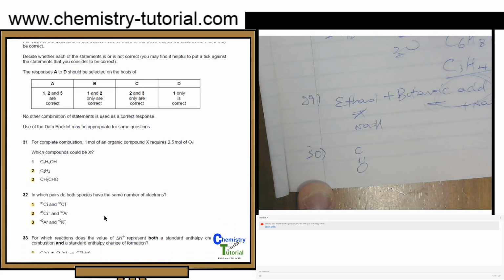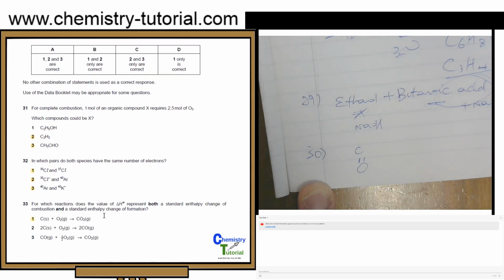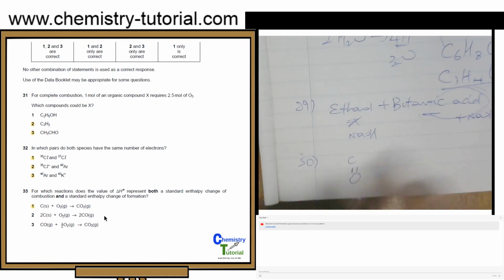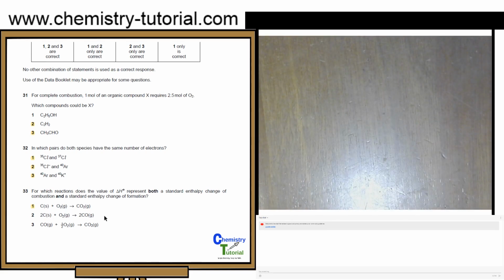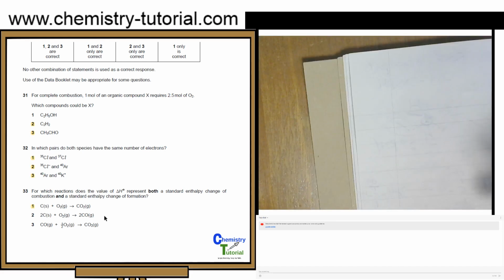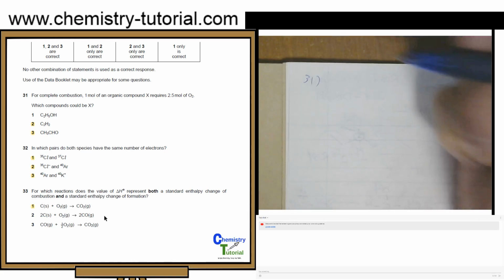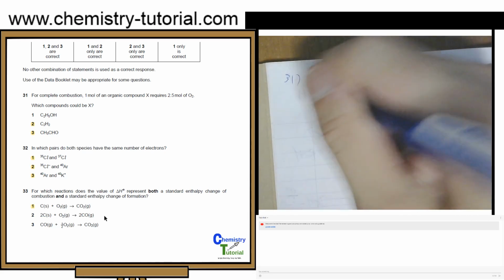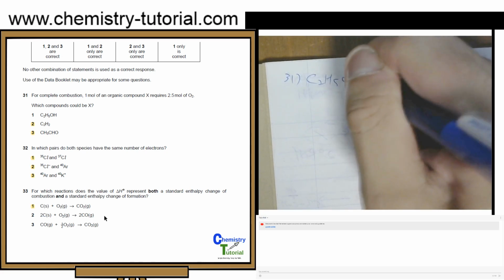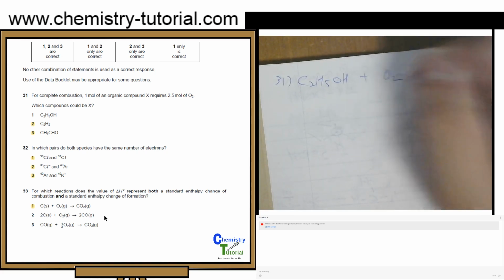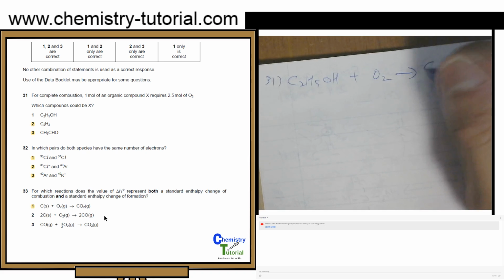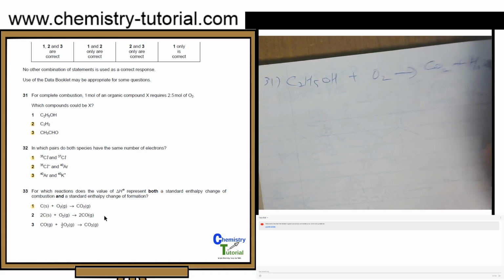Now let's look at the next question, question 31. For complete combustion, 1 mole of an organic compound X requires 2.5 moles of O2. Which compound could be X? Now, for this question, no choice. We have to consider everything. So let's say C2H5OH plus O2. Well, organic compounds will give you carbon dioxide and water as your product. So you just do a balancing from here.